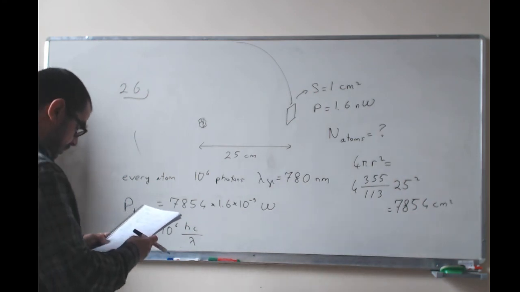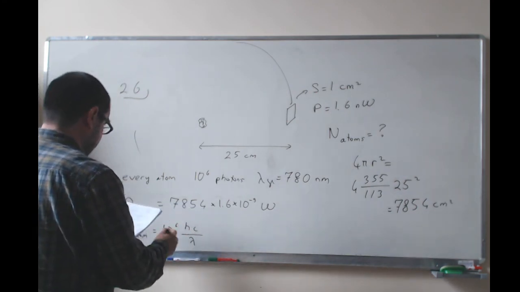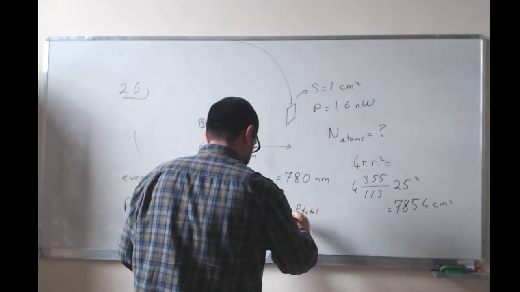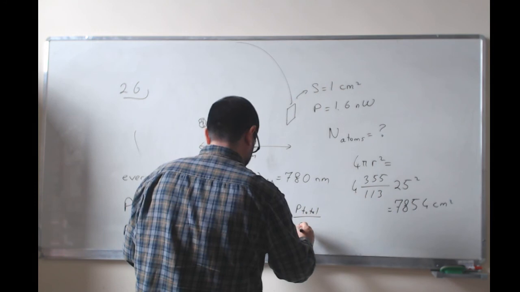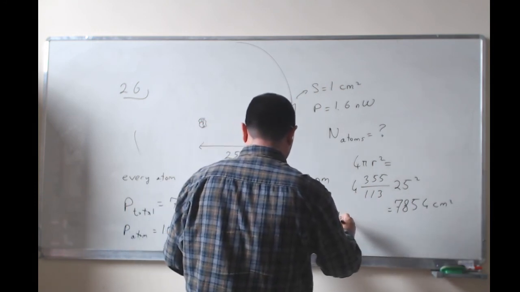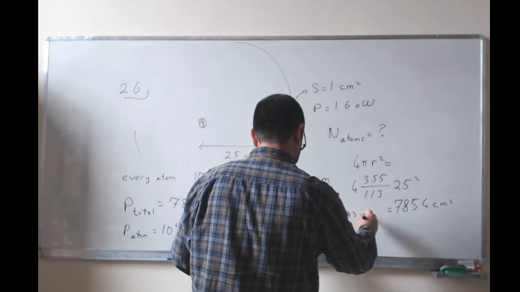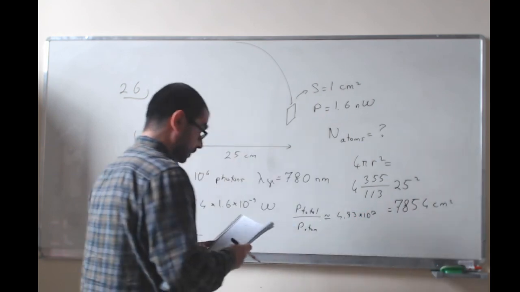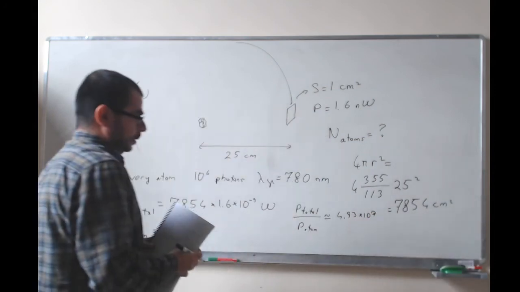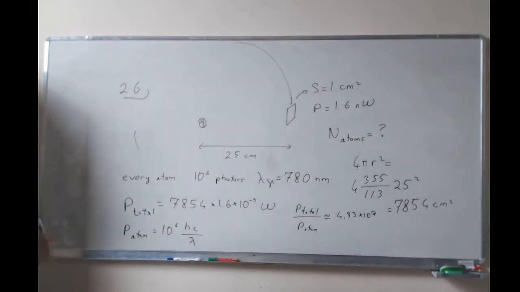And yeah, so the ratio P total by P atom comes to something like 4.93 times 10 to the 7 atoms, right? That's the total number of atoms that's in the trap.